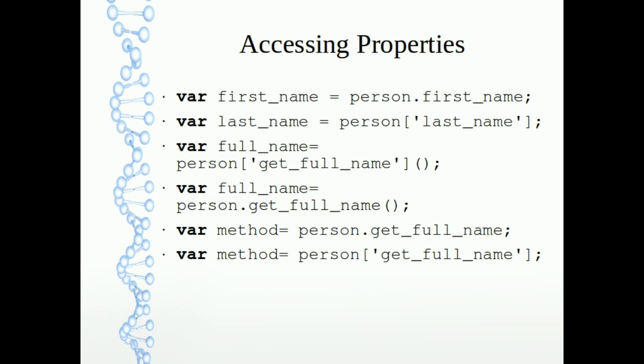The next two lines do the same thing. One is done with dot notation and the other with square bracket notation. They both create a variable called fullName, and invoke the getFullName function. This means that the fullName variable will be equal to the return value of the function.